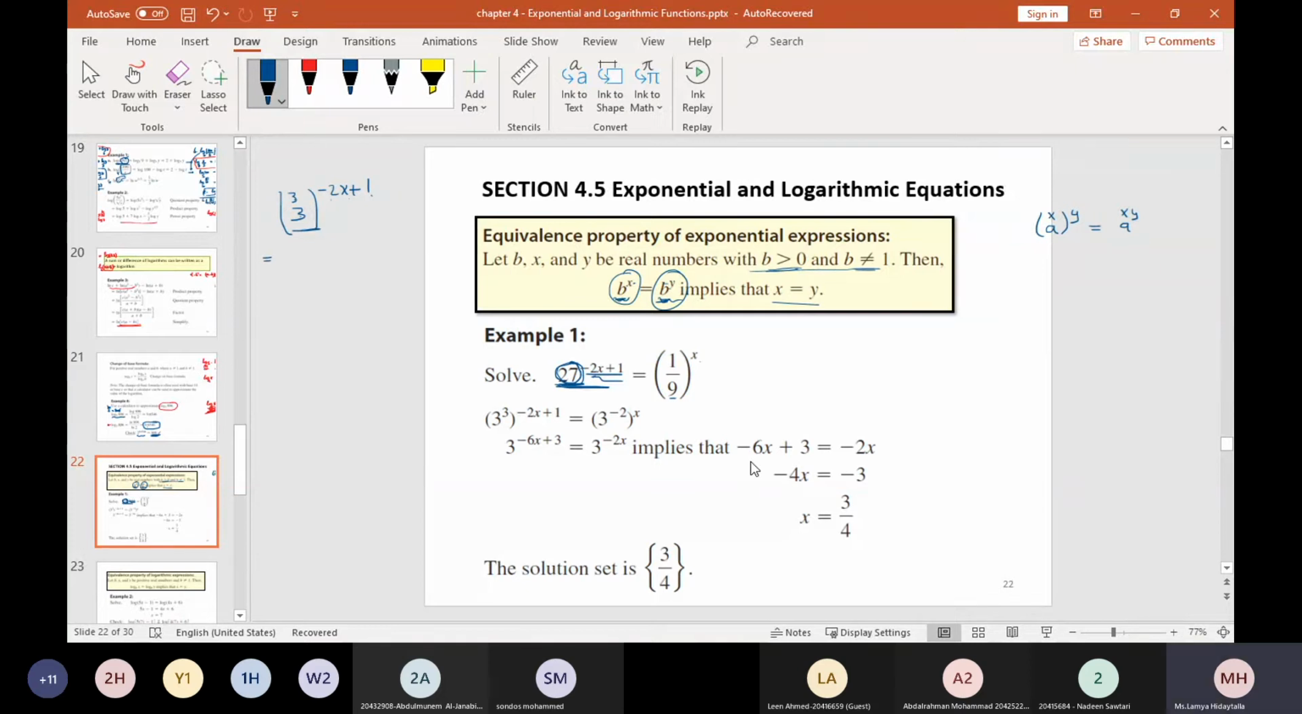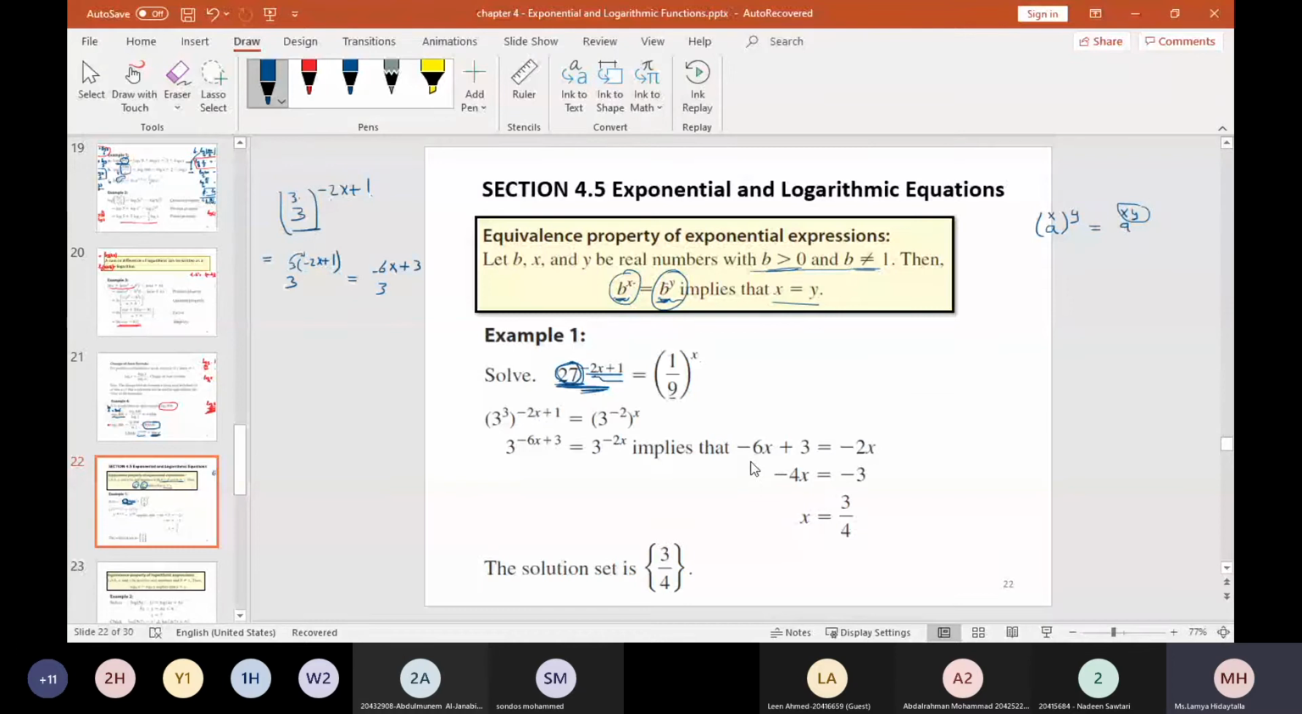We want the base 3, right? So this is equal to 3, using this rule here. So we can multiply this times that. So 3 to the power 3 multiplied by minus 2x plus 1. And this is equal to, you can just distribute, so the product will be 3 to the power minus 6x plus 3. Okay, this is the left hand side.